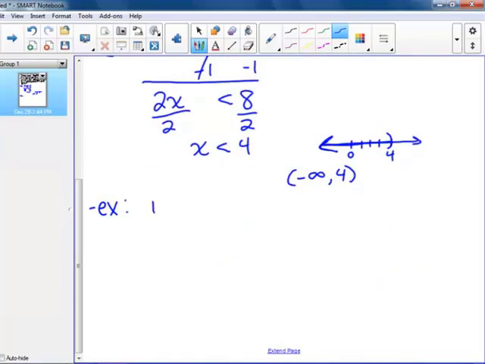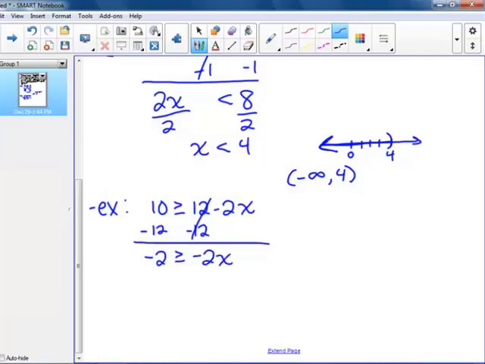How about 10 is greater than or equal to 12 minus 2x. So first step, let's subtract 12. So negative 2 is greater than or equal to negative 2x. Okay, divide both sides of the inequality by negative 2. So I'm just left with x. Negative 2 divided by negative 2 is 1.